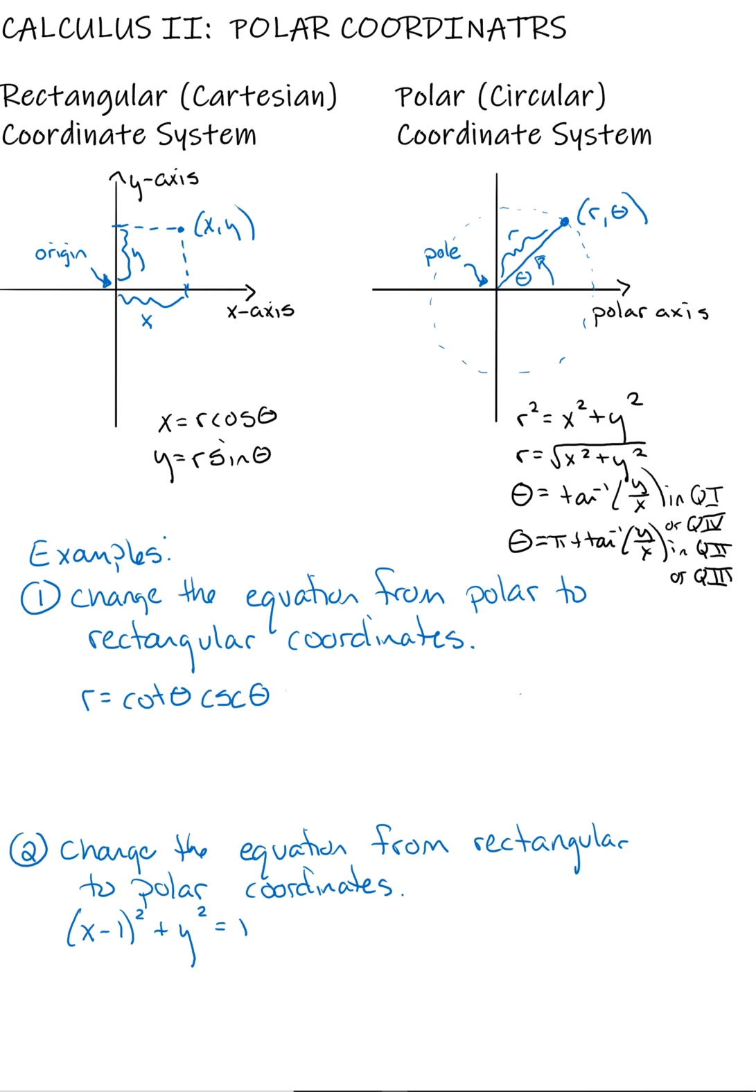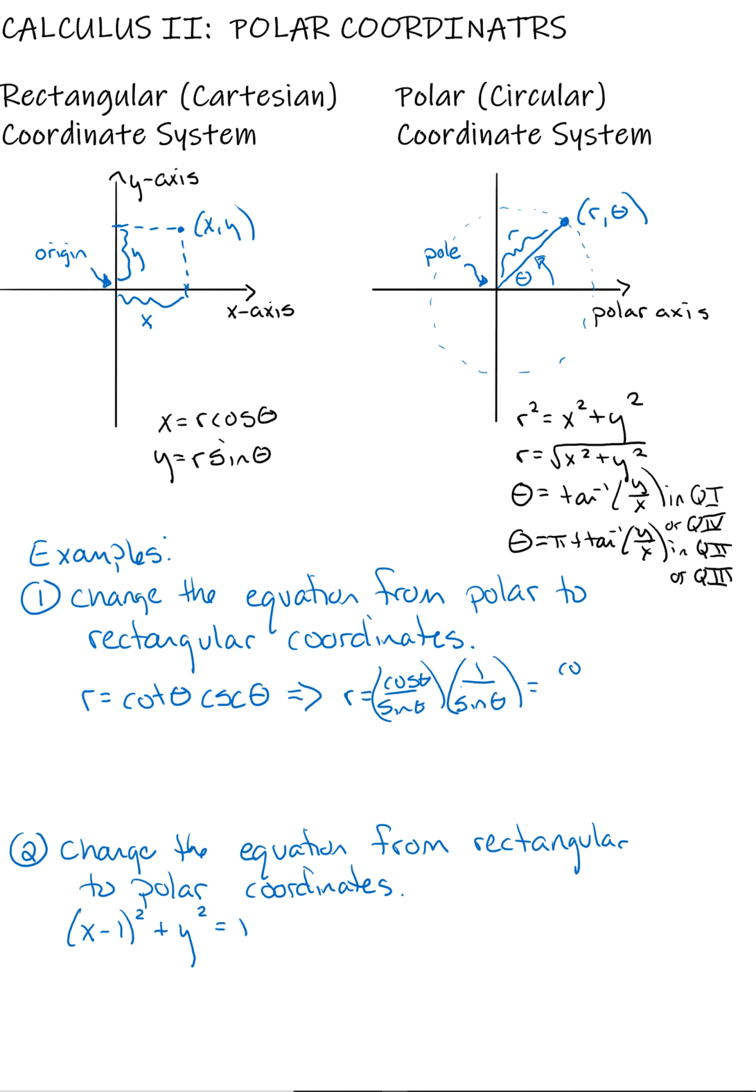Let's work a little with these. Let's change an equation from polar to rectangular coordinates. Let's take a look at r is equal to cotangent theta, cosecant theta. Well, first thing, I'm not really comfortable working with cotangents and cosecants, so let's turn them into the trig functions that we really like. Let's write cotangent as cosine theta over sine theta, and cosecant, the reciprocal of sine, can be written as 1 over the sine of theta.